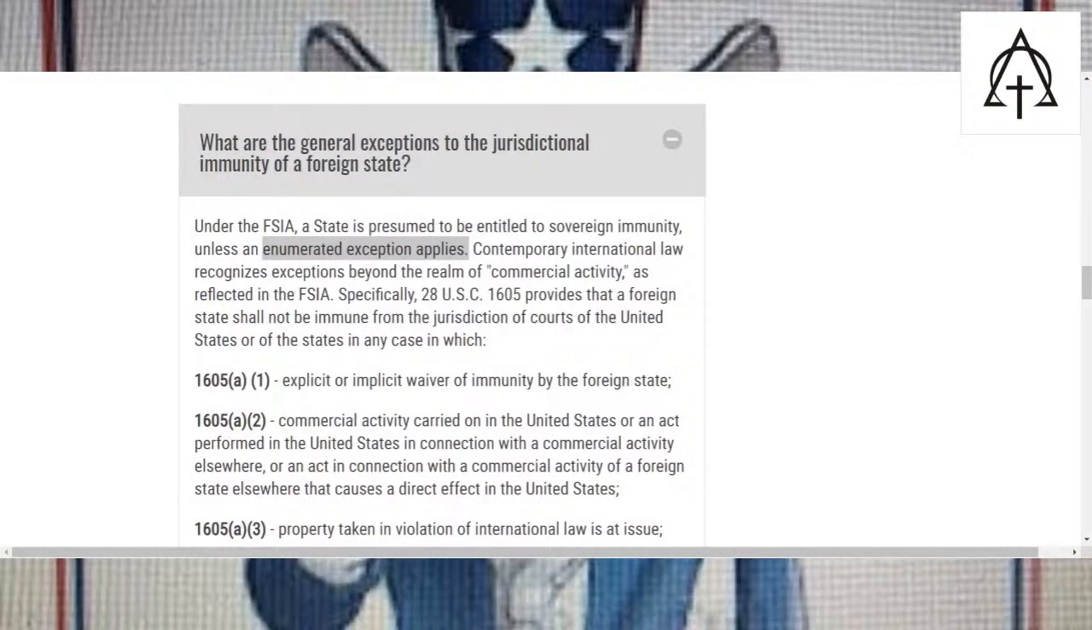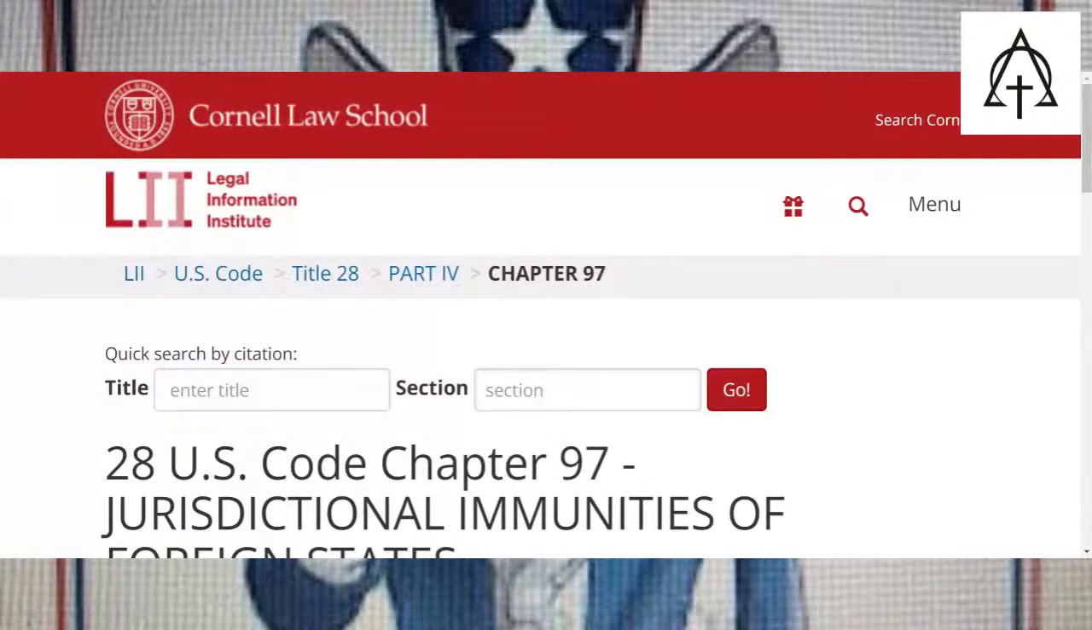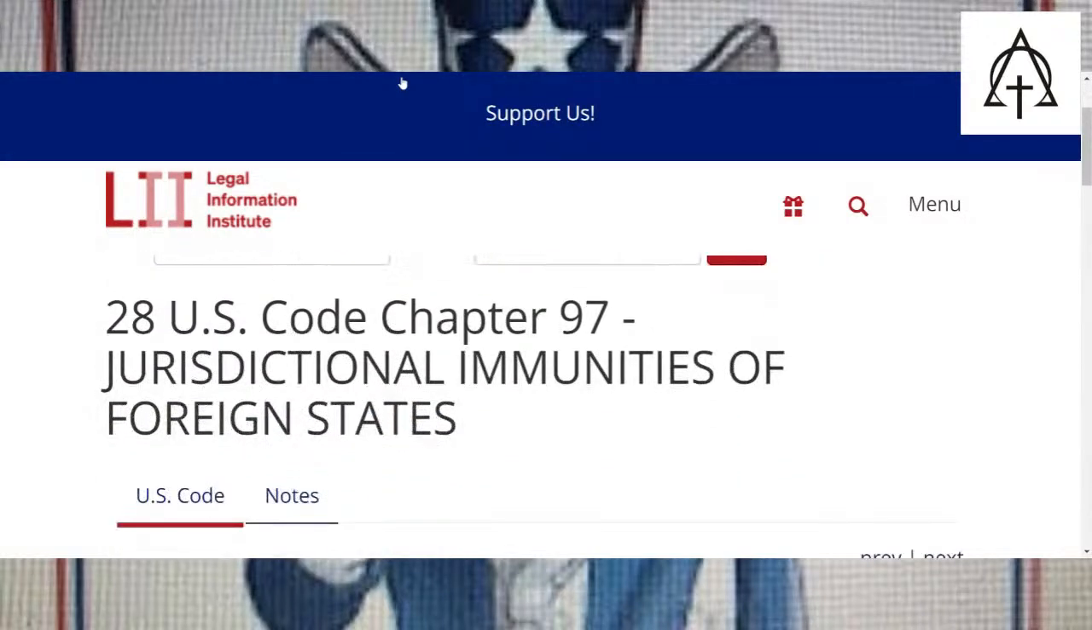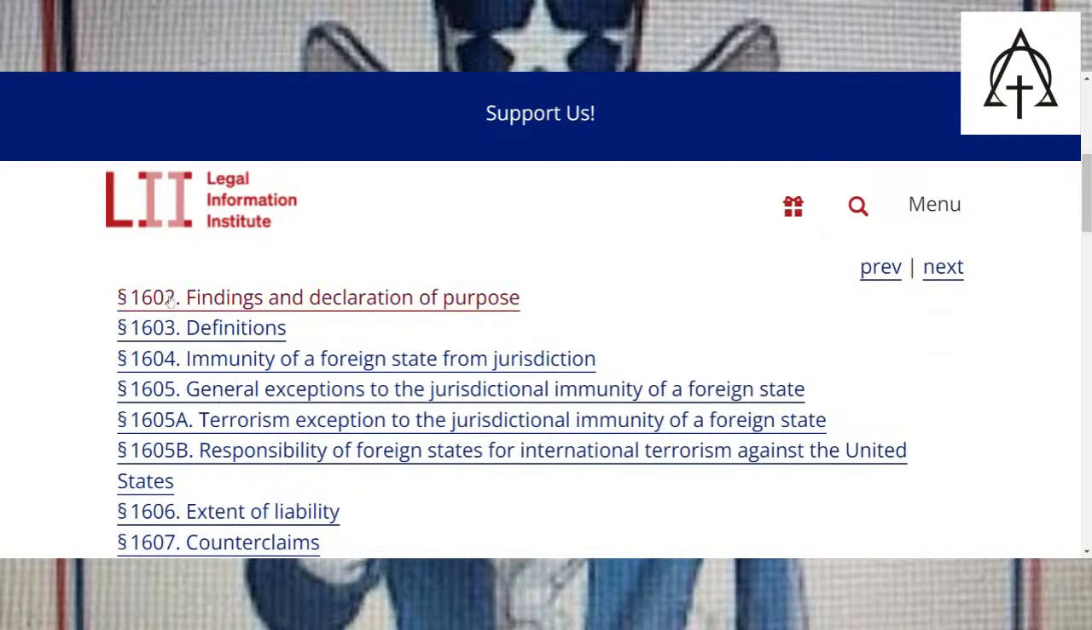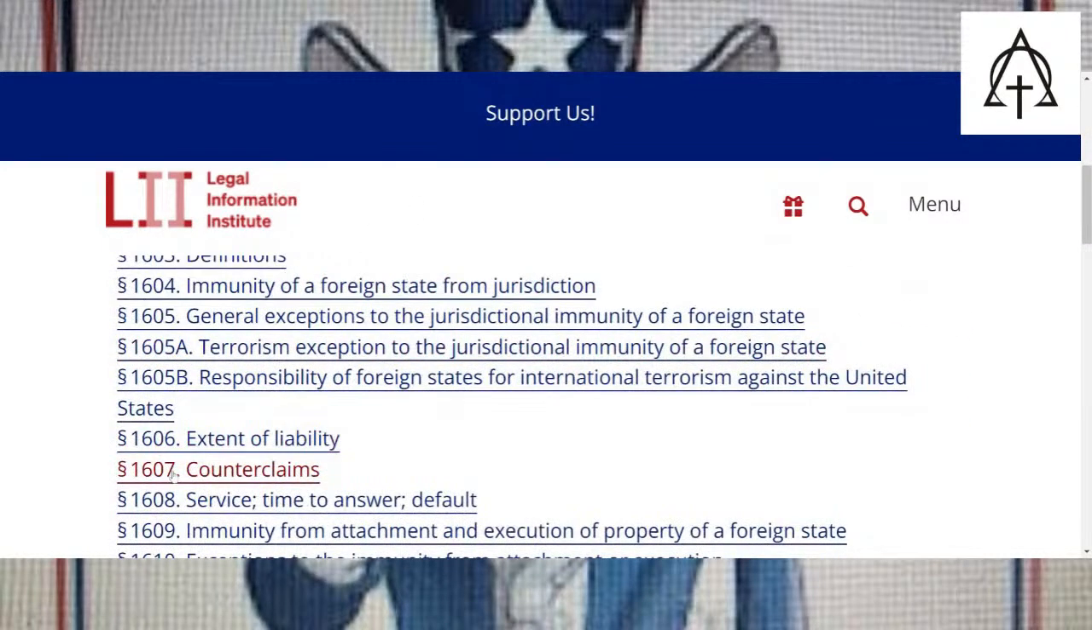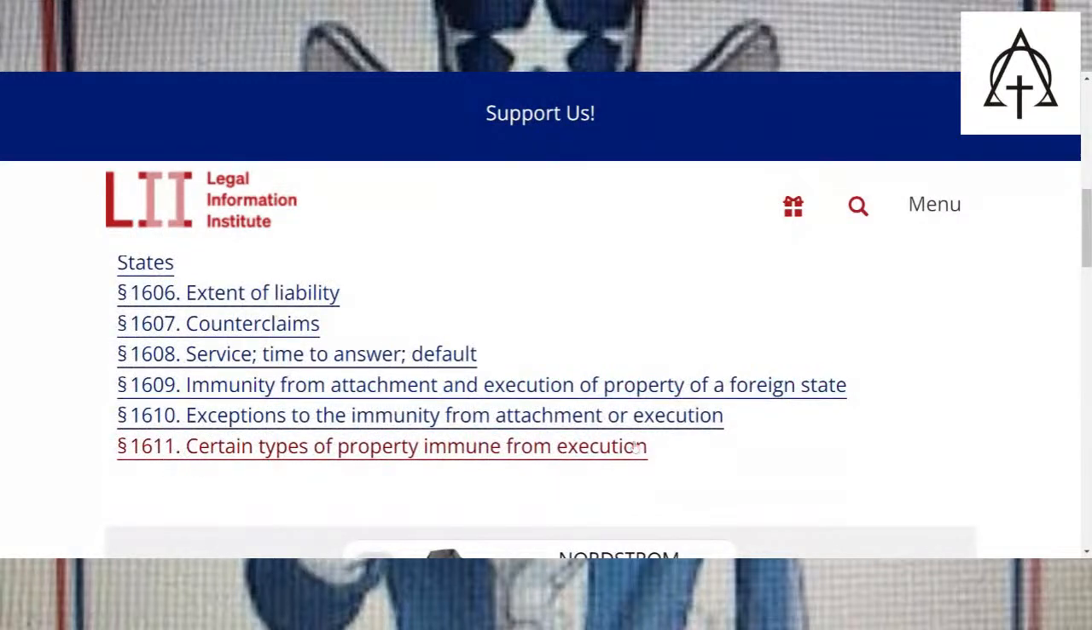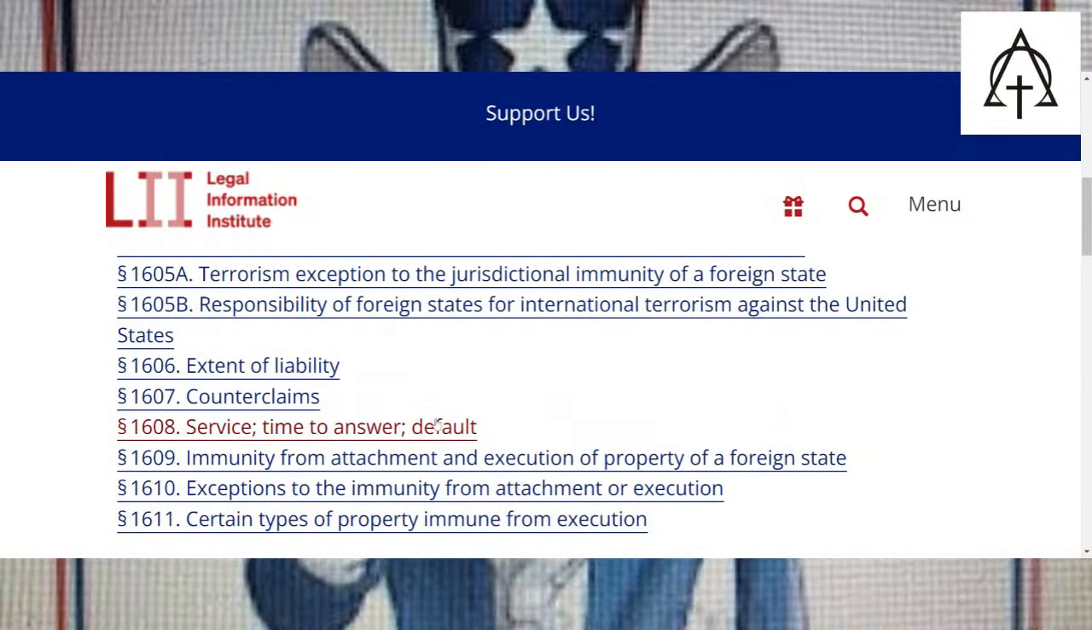We're going to go to 28 U.S. Code Chapter 97, Jurisdictional Immunities of Foreign States. And this is the 1602 through 1607 that they were talking about, or 1611. Notice it says certain types of property immune from execution, because that's what they're after, folks, just like I just said. They're after the property.